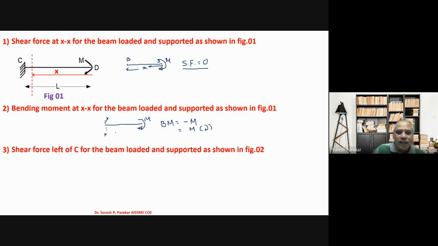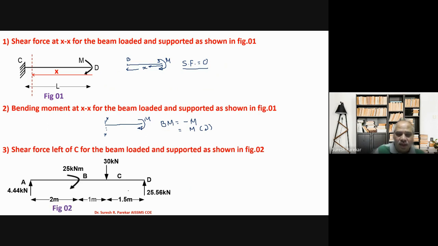Then shear force left of C for the beam loaded and supported as shown in figure. So we have left of C. So if we have to consider left of C, then what part we have to consider? So if I will go for left part, then we have to consider this as 25 kilonewton meter. Distances are not required when we talk about shear force if we know reactions. So we have this will be 4.44. And then if you write shear force, then you have plus 4.44 kilonewton, that is upward.